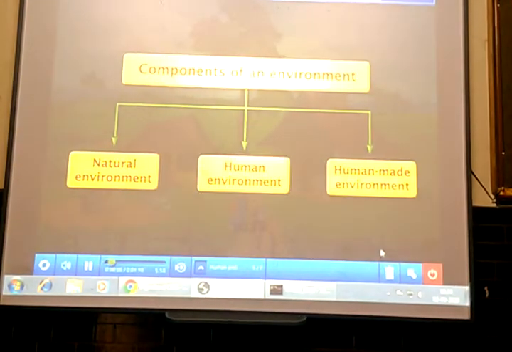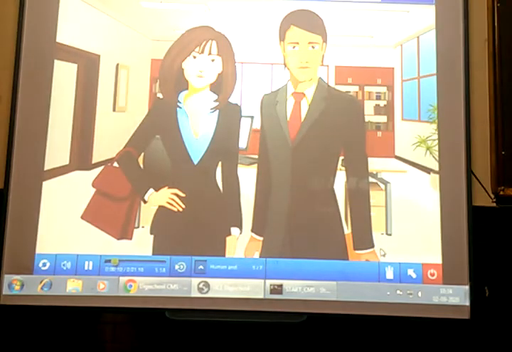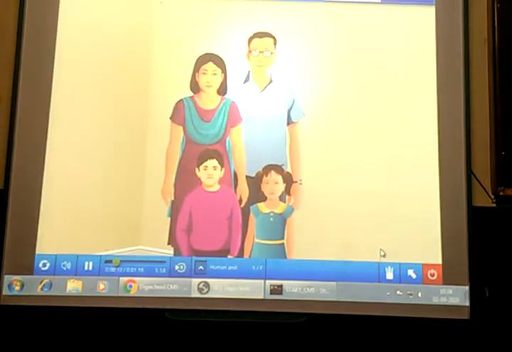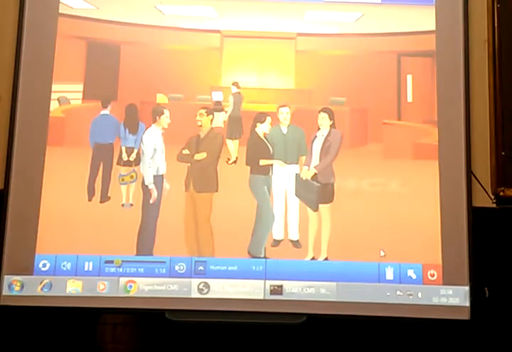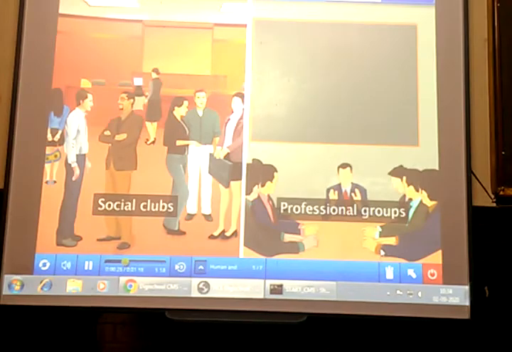The human environment includes human beings and groups of human beings, such as families and communities. It also includes various types of groups formed by people, such as social clubs and professional groups.